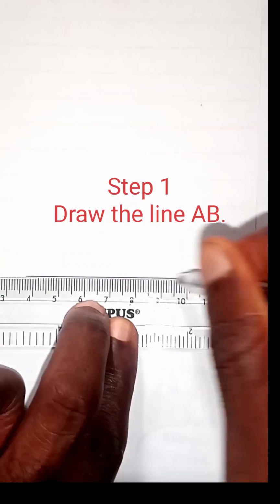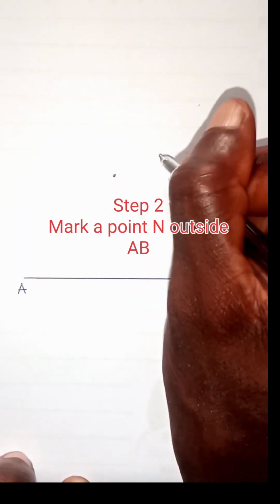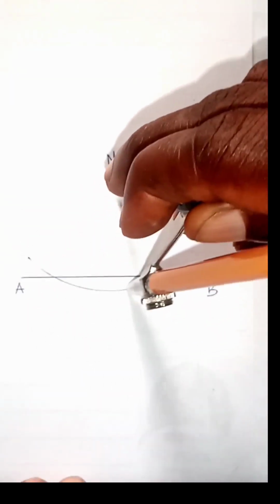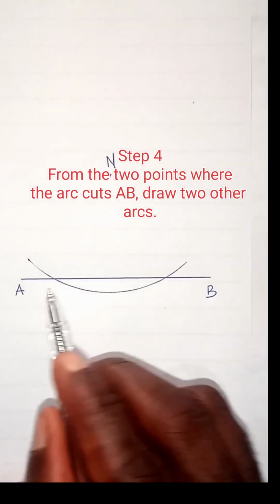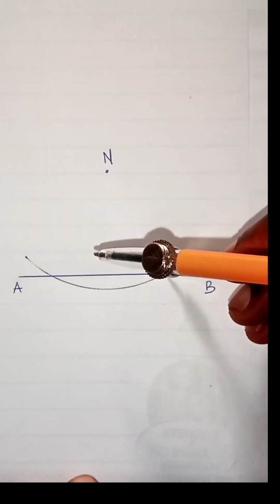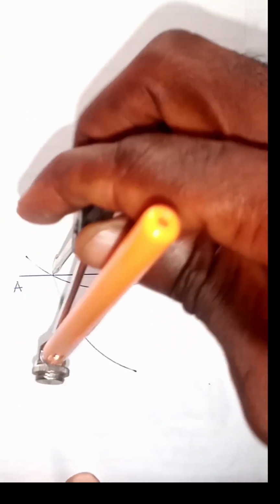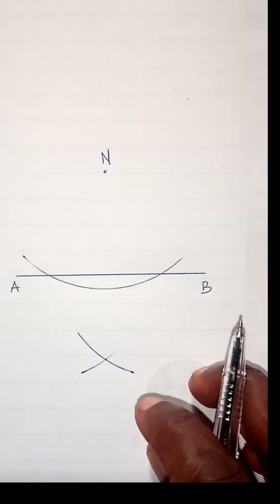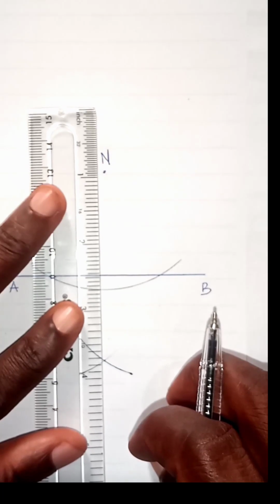Now, to construct a perpendicular line to a line from an external point, draw the line, then mark the external point, and it is from that point that the perpendicular will be drawn. So from that point, with a convenient radius, draw an arc to cut the line AB. Now, from where the arcs cut AB, draw other arcs to cut. Where the two new arcs meet, draw a straight line through AB from there to N.